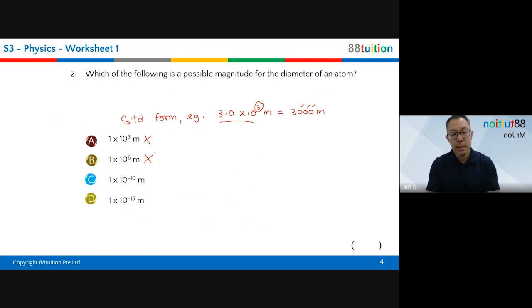So the answer should be C or D. Usually atom is very, very small, so we take the smallest. Therefore, answer is D. Clear? Anyone else got questions? No?